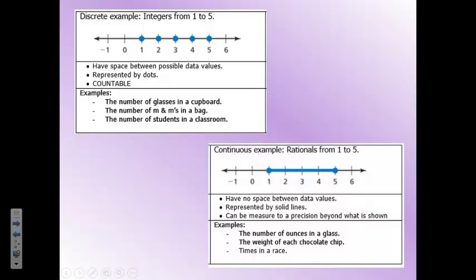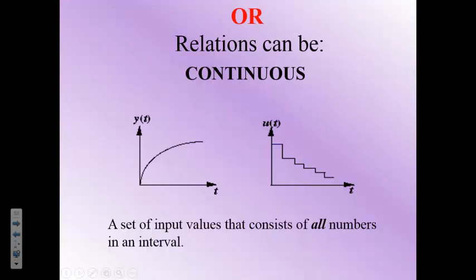Continuous examples contain all of the numbers in that given interval. So there's no space between the data values. They're represented by solid lines, and they can be measured to a precision beyond what is shown. So it doesn't look like we could measure in between the 2 and 3 to the 10,000th place, but if we zoomed in on that, we could. Examples would be the number of ounces in a glass, the weight of a chocolate chip, or times in a race. Discrete and continuous are actually quite important concepts as we get into our discussion of functions.